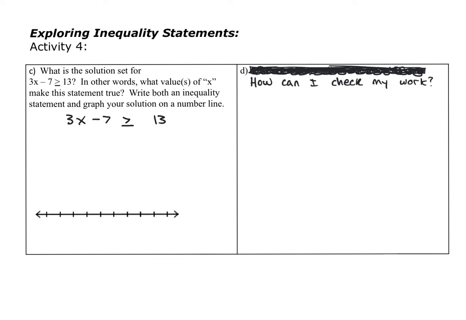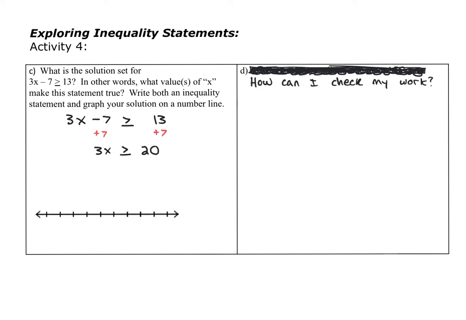So we need to do additive inverse. We have a negative 7 there, so to make a 0, we're going to add 7. We're going to add 7. Whoops, why did I put 17 there? Add 7. So what we're left with then is 3x, we made a 0, is greater than or equal to 20.